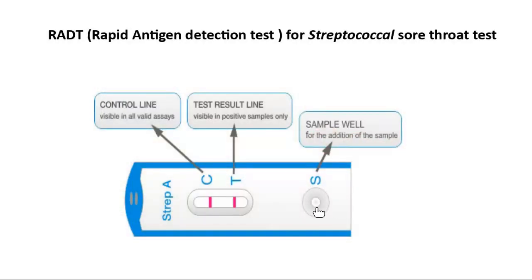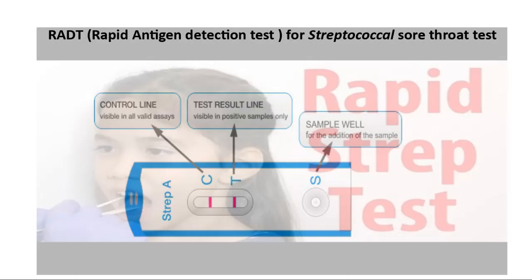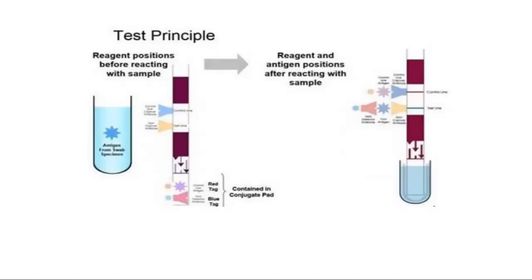We put it here, in the specimen sample place. This is one type of the strip which is available. So we put the drop here and wait for 10 minutes. Another thing is we have strips like this.